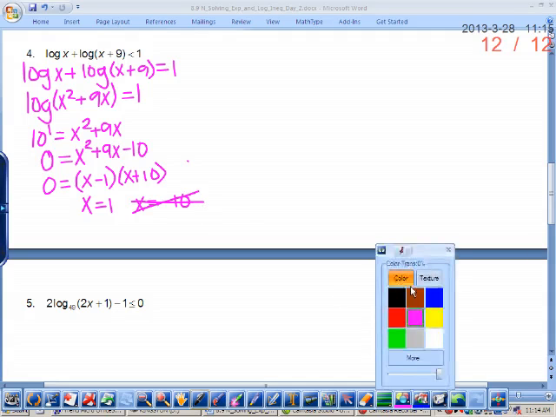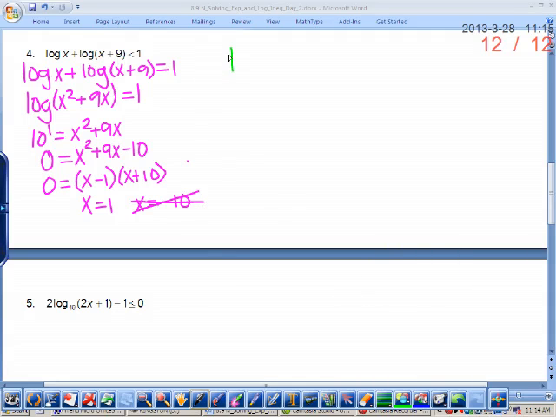All right? Let's check our domains now. Notice that we have x's in both our arguments, so we need to look at 2 domains. What's the domain of your first log? X is greater than 0. What's the domain of your second log? X is greater than negative 9. Now, the good news is that you don't have to concern yourself with both of these. You need to pick the most restrictive domain.